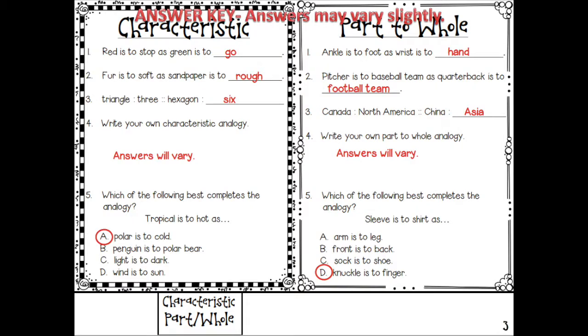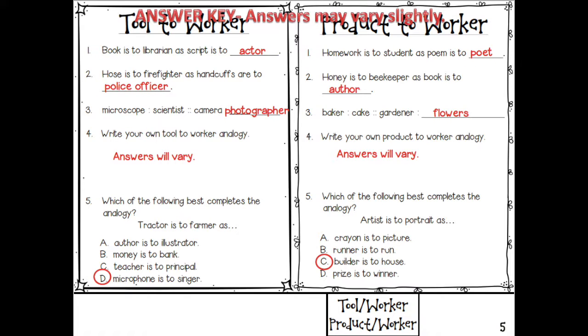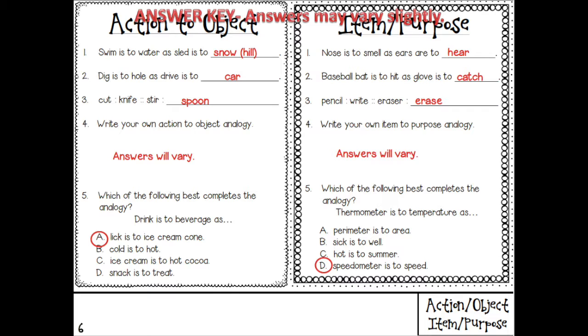This one is on characteristics and part to whole. Please copy the notes you see on your screen. The same for type and degree, tool, worker, to product and worker, action, object, item, purpose. So these are our different categories of analogies. So as you go through, please pause the video as you see the notes that represent them on your page.